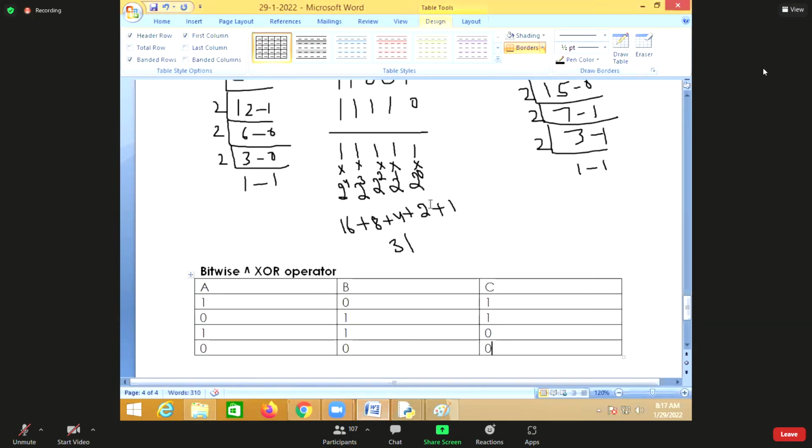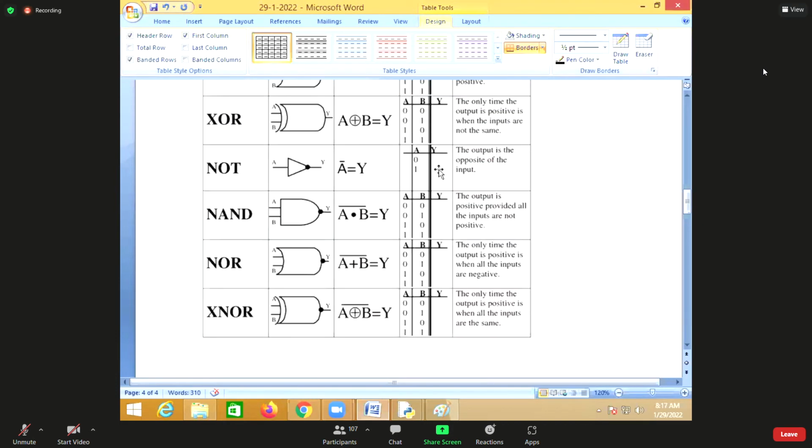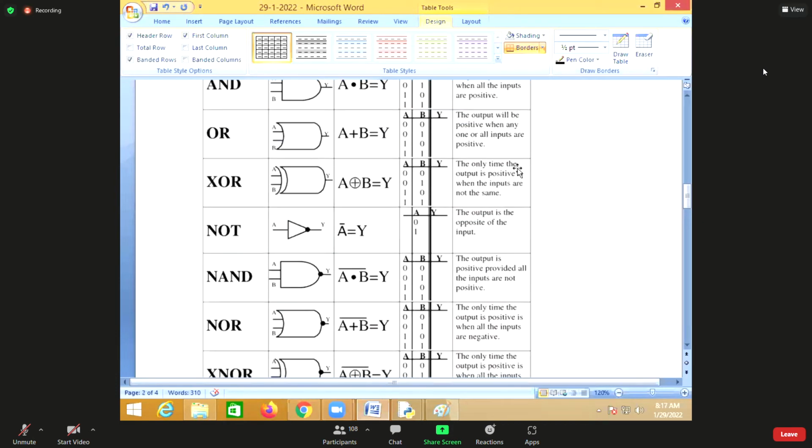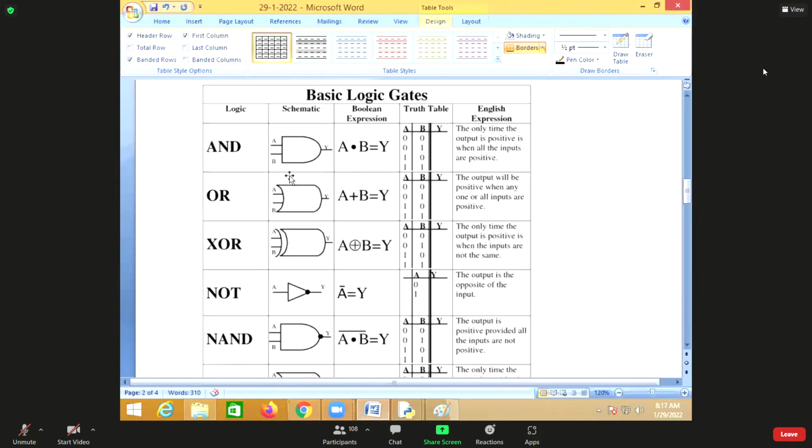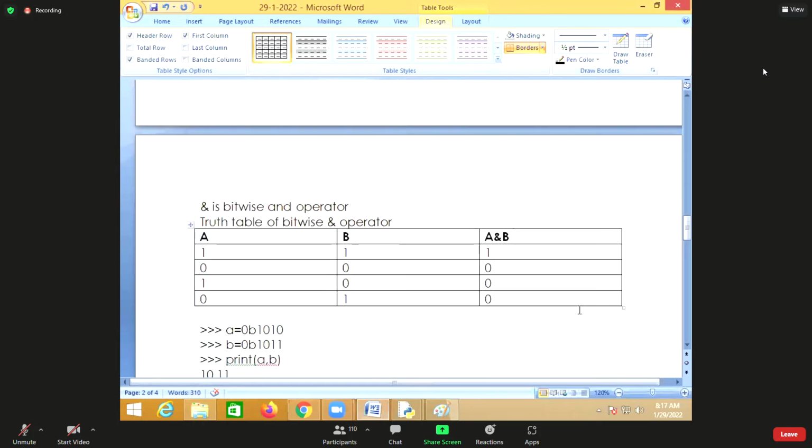So in the XOR operation, the only time the output is positive is when the inputs are not the same, right? Yes. These are the symbols which you can use, this is the truth table, and this is the English definition of it.